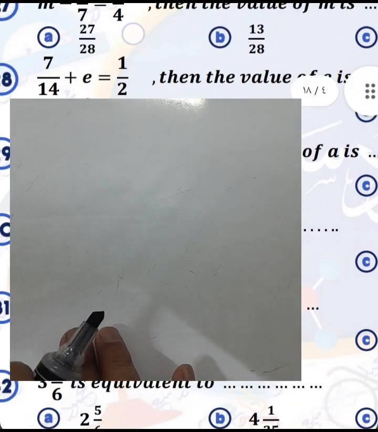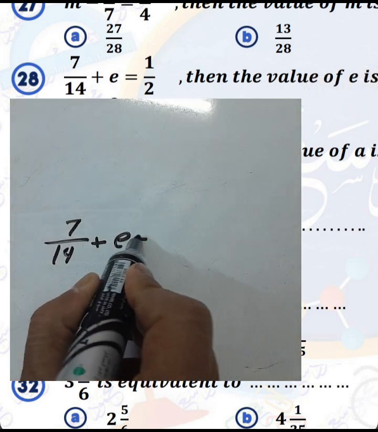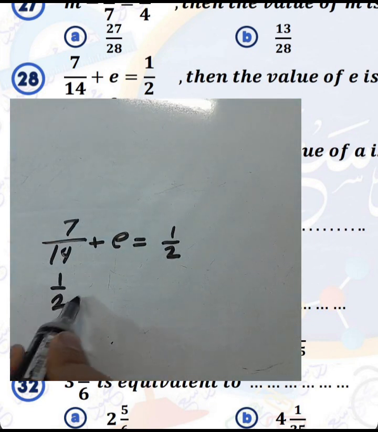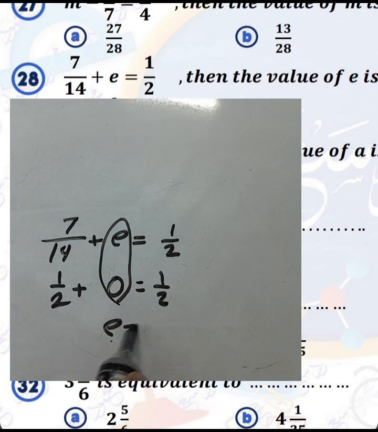Question 18. 7 over 14 plus e equals half. 7 over 14 will be half. Half plus 0 equals half. Then the value of e will be 0.